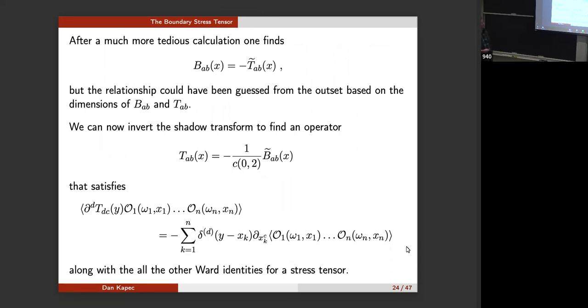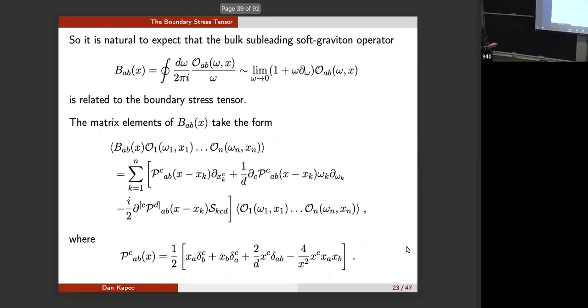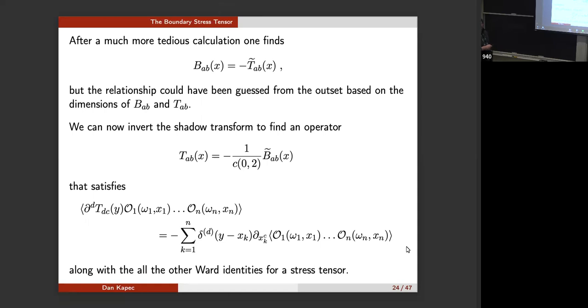So another way to say it would be, if I take the matrix elements of the subleading soft graviton operator, and I take the shadow transform to compute the correlation functions of this operator, which I'm calling T, you'll be able to show that it satisfies all the Ward identities for a stress tensor. Okay? So it is a stress tensor. So how do you check this in practice? The way you check this in practice is we take this definition, we go here, we use this matrix element for B, we do this non-local integral transform on all of these things. That gives us an expression for the correlation function involving T, and then we take divergences or traces, whatever, and you get exactly contact term support with the right coefficients.